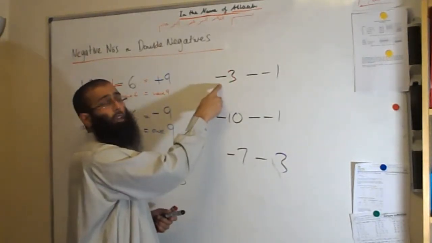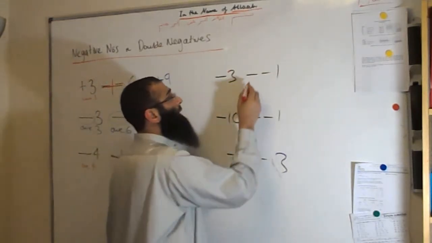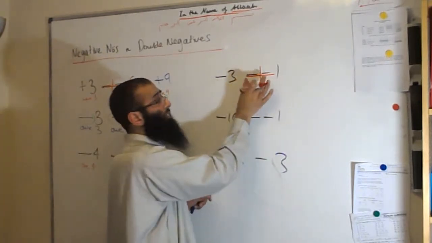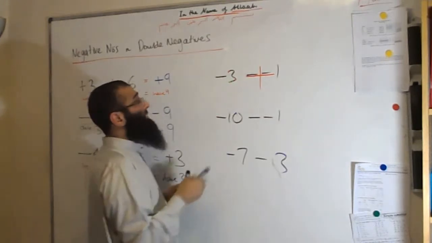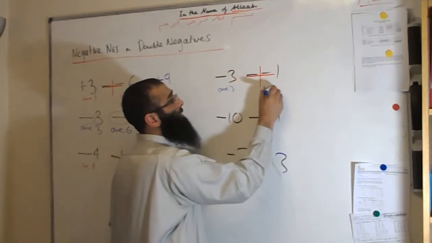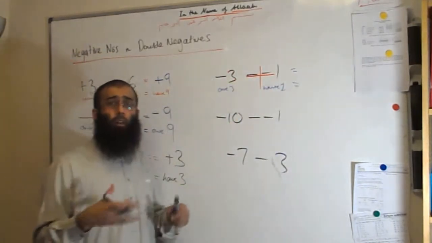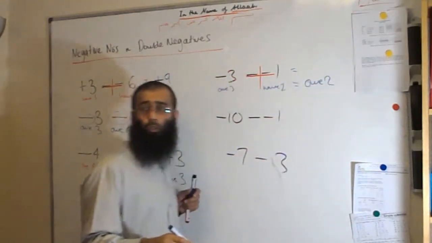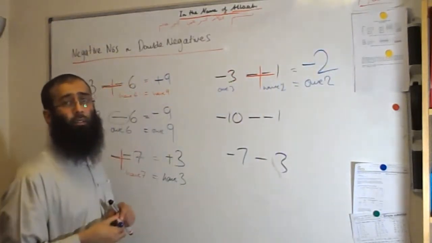So you have minus 3 minus minus 1. Those two minuses become a plus, because two minuses next to each other physically become plus. The question now reads minus 3, which we think of as I owe you 3, plus 1 means I have 1. Now, if I only have 1 and I have to give you 3, I owe you 3, then that means I still owe you 2. And owe 2 becomes minus 2 as the answer.